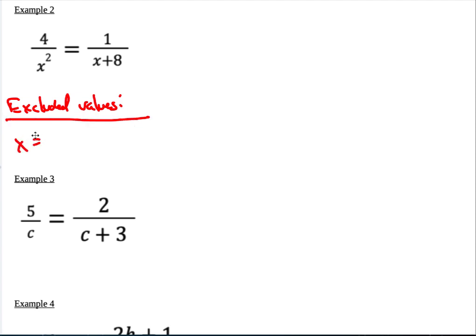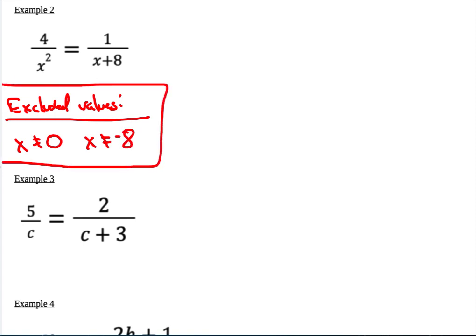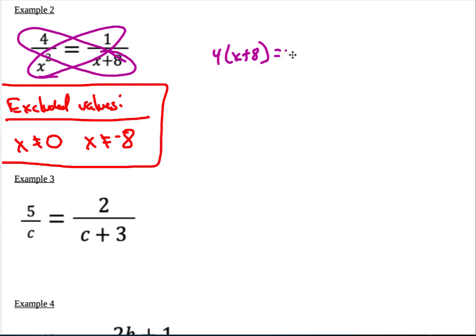Well, x cannot be equal to 0 in the first fraction. X is not equal to -8 in my second fraction. Then I find my cross products: 4 times x plus 8, and then 1 times x squared. So 4x plus 32 is equal to x squared.